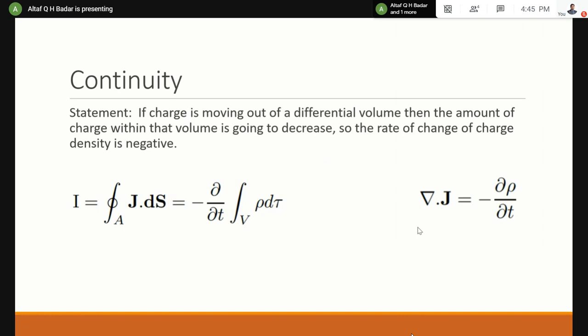Just one slide to take that particular topic is not enough. Anyways, continuity equation, as the statement goes: if a charge is moving out of a differential volume, then the amount of charge within the volume is going to decrease. So the rate of change of charge density is negative. That is termed as continuity equation. These are the equations which will represent it.